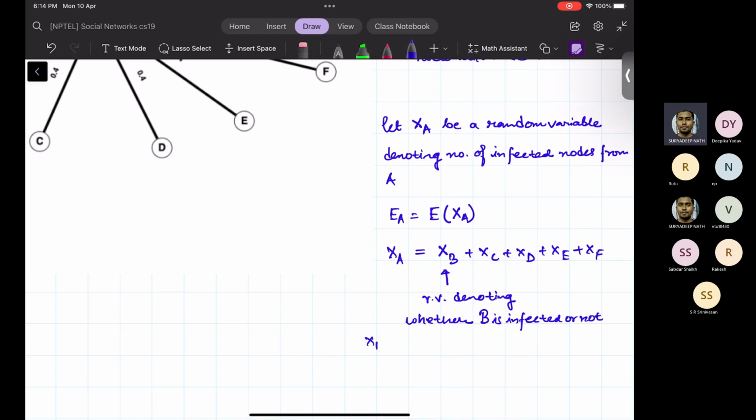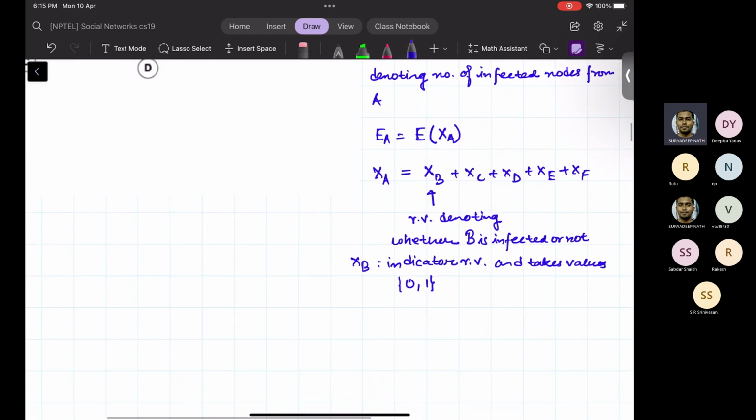So XB is an indicator random variable and takes values 0 and 1. 0 means B is not infected and 1 means B is infected. And the same applies to XC, XD, XE and XF.